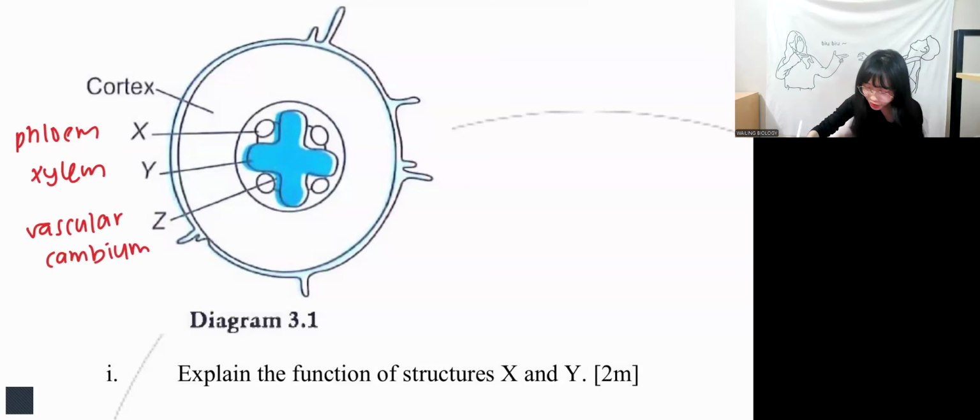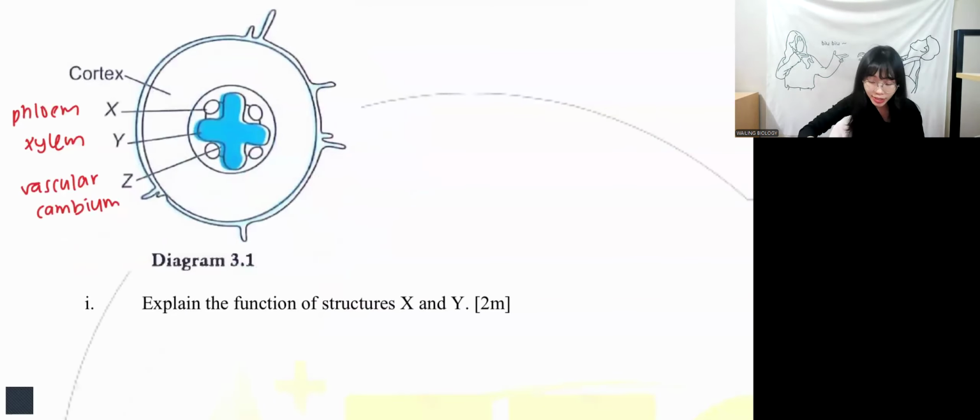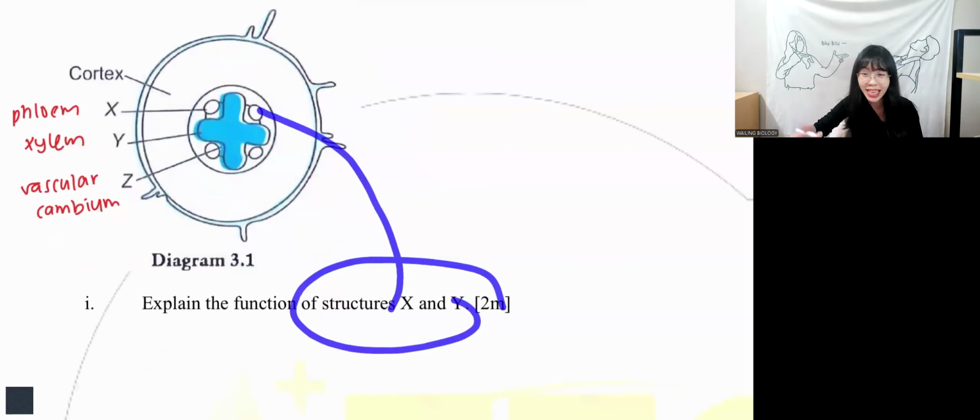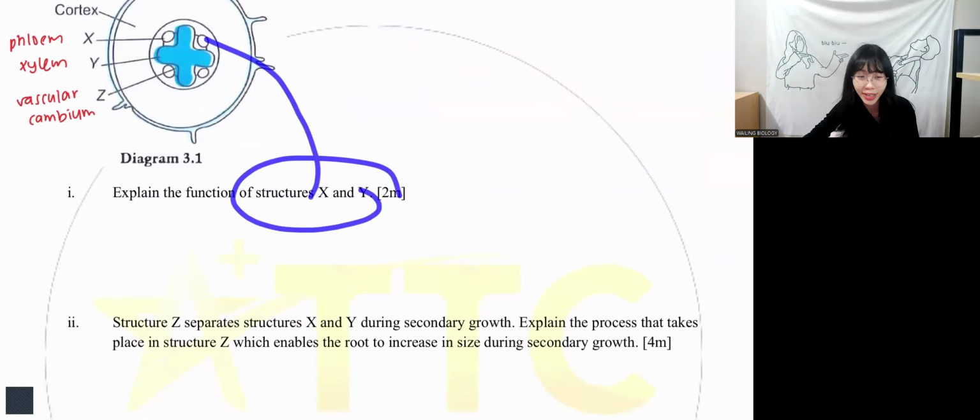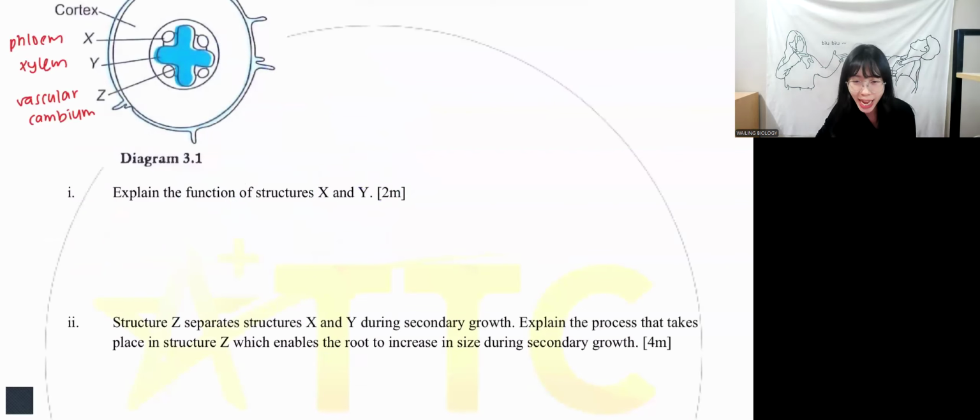They ask you to write the function of X and Y. Can you write this by yourself? Later after class, you write by yourself. Xylem, phloem, I know that you can write by yourself. Structure Z separates structure X and Y during secondary growth. Explain the process that takes place in structure Z, which enables the plant's root to increase in size during secondary growth. Okay, now your structure Z is a vascular cambium.